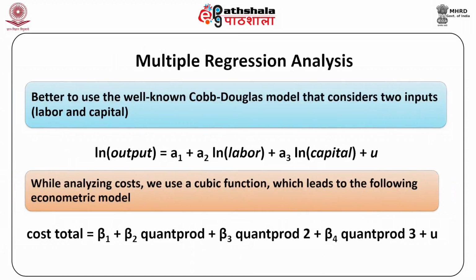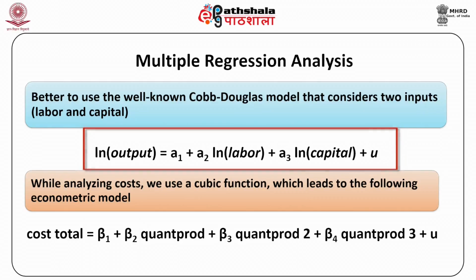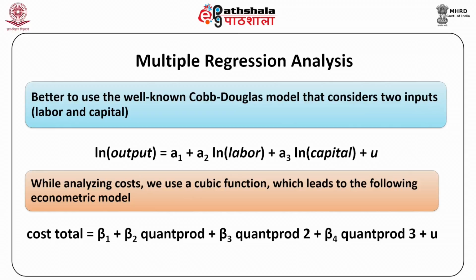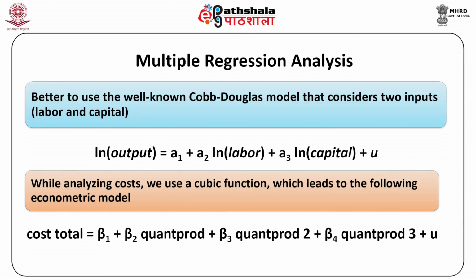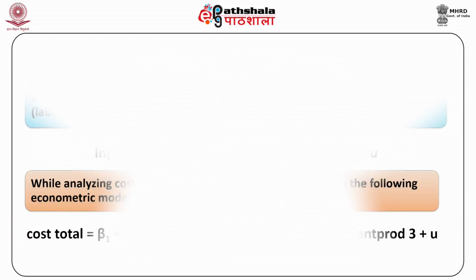The previous model is clearly insufficient for economic analysis. It would be better to use the well-known Cobb-Douglas model that considers two inputs, labor and capital. Log output is equal to A1 plus A2 log labor plus A3 log capital plus mu. Similarly, while analyzing costs, we use a cubic function, which leads to the following econometric model. Total cost is equal to beta 1 plus beta 2 quantity plus beta 3 quantity squared plus beta 4 quantity cubed plus mu. Thus, the example highlights the need for using multiple regression models.